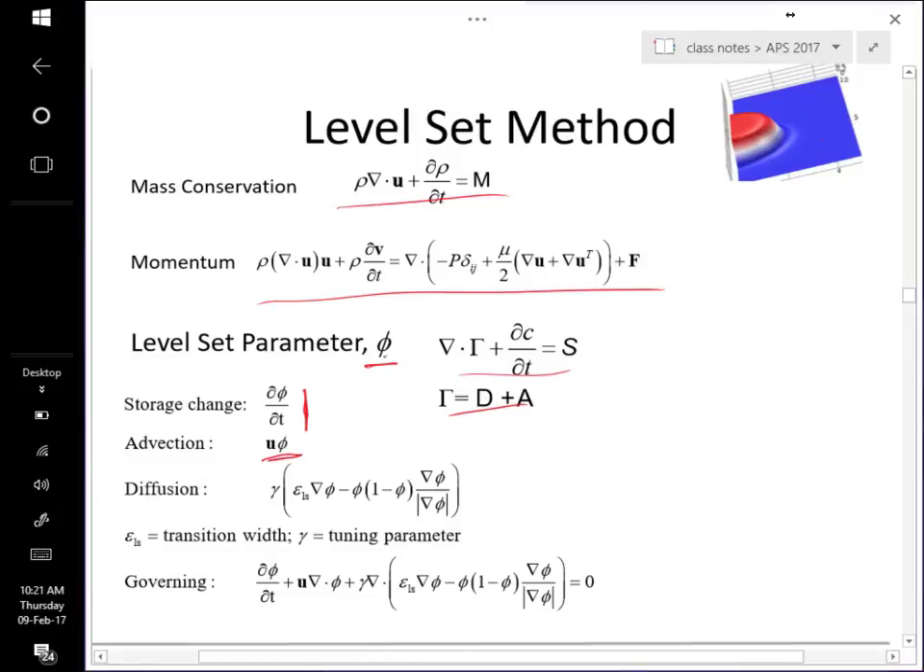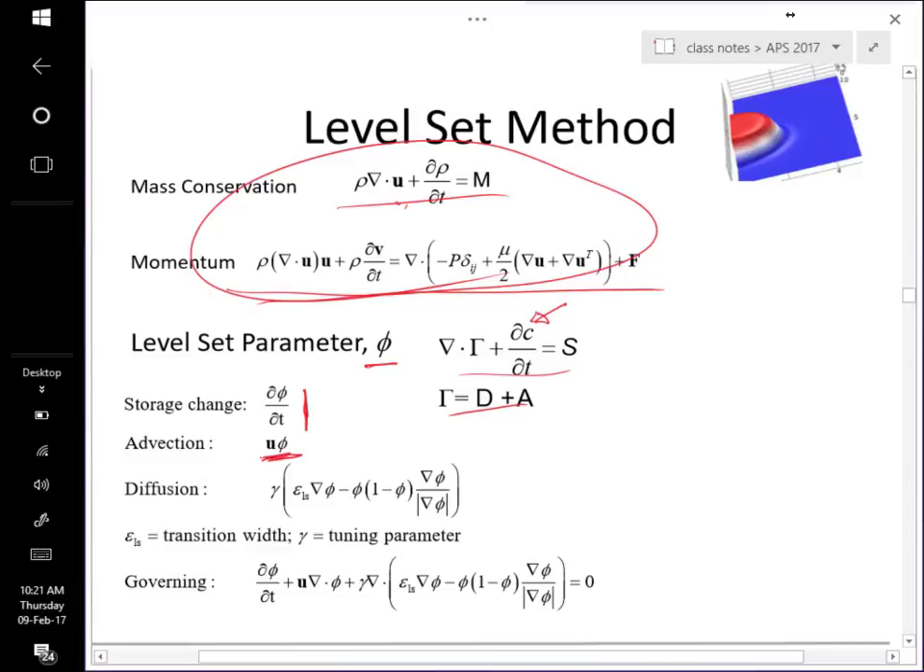So basically, this guy phi is, in our general approach where the dependent variable is c, c equal to phi. So the advection term is just the velocity times phi. What happens is, up here for the fluid flow problem, we're calculating the velocities, and we let the velocities move this quantity phi around.